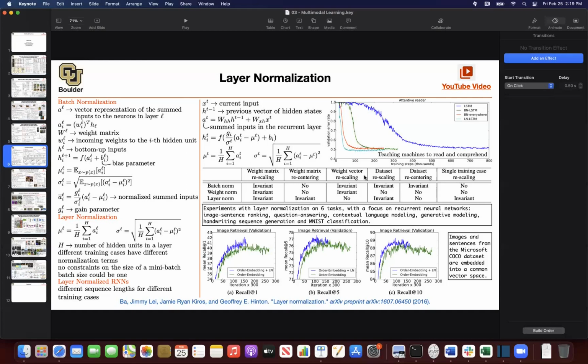Same thing for weight vector rescaling. Layer norm doesn't have this property. The other two have it. Weight norm definitely has it. And the way that weight norm works is you take the norm of one of these rows of your matrix, and then you divide that vector by the norm. So your vectors are always going to have a norm of 1. Layer norm doesn't have it because you are not doing your operations on the weights. You are doing them on the dimensions of your hidden units.